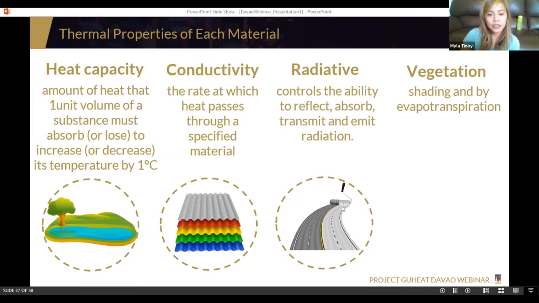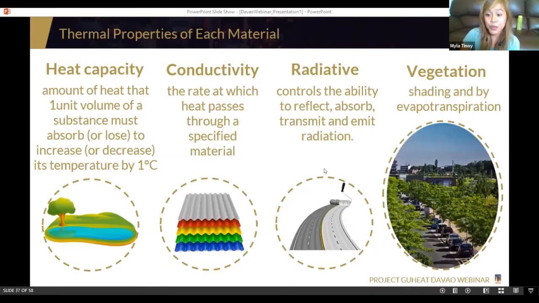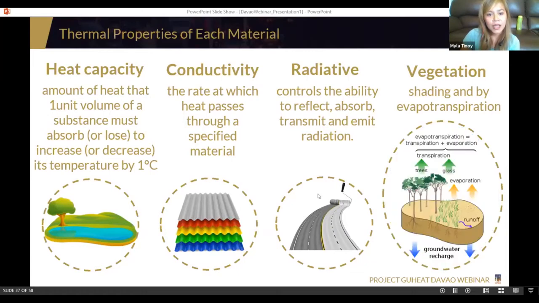So another significant factor that contributes to the rate at which a material will cool down is the presence of vegetation. Trees have great potential to cool cities by shading, and of course by evapotranspiration. So evapotranspiration is basically the combined loss of water to the atmosphere by evaporation, which comes from soil, and transpiration, which comes from leaves of trees and plants.